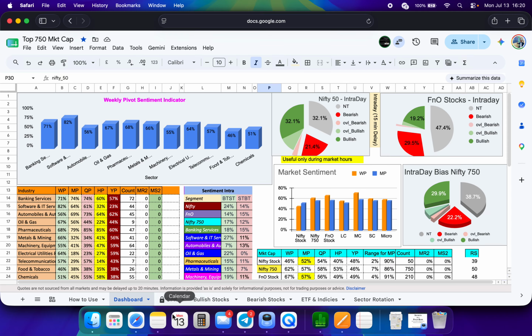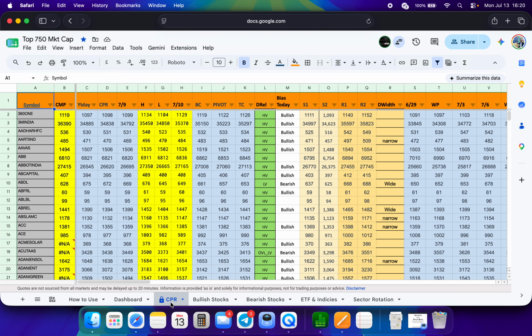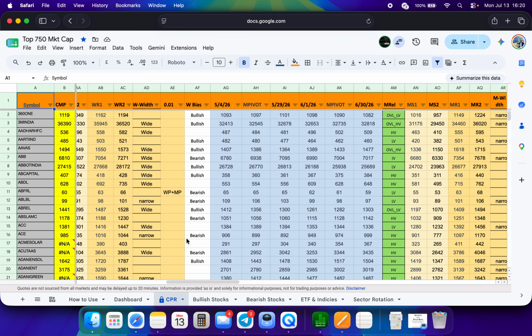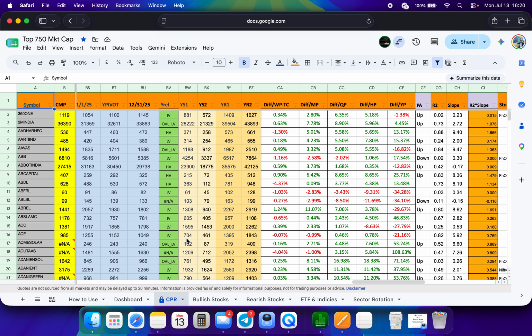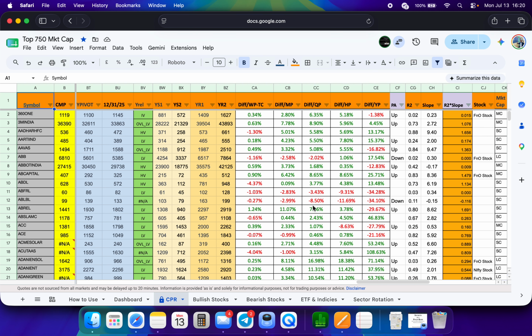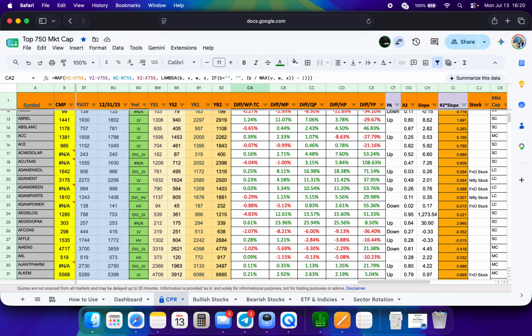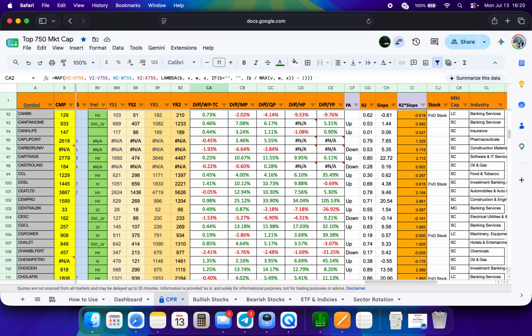Now we will go to where the data is manufactured, where the data is pulled from Google Finance. This is the sheet where all the data is pulled: daily data, weekly data, monthly data, quarterly, so on and so forth, up to yearly. Then I calculate in certain columns the price above weekly pivot, above monthly pivot. That's how. So then, if you check for all the 750 stocks, I calculate.